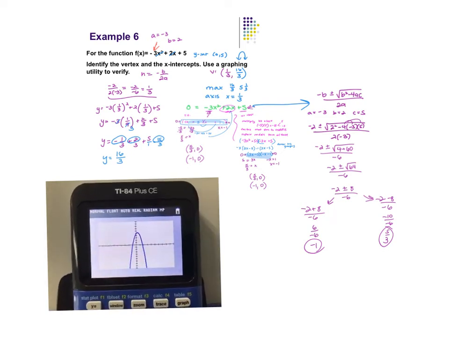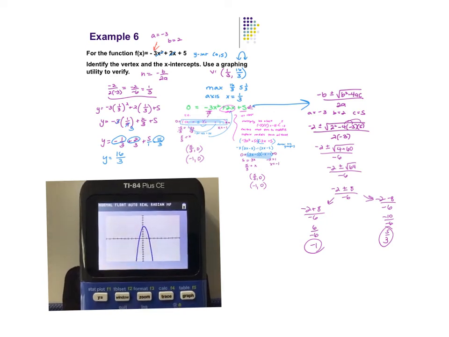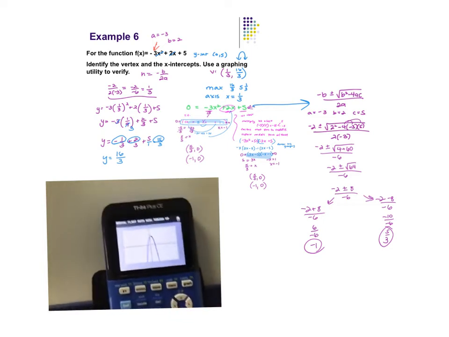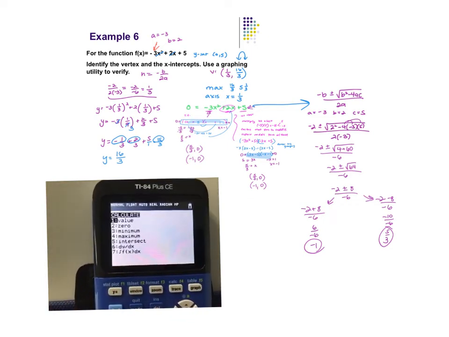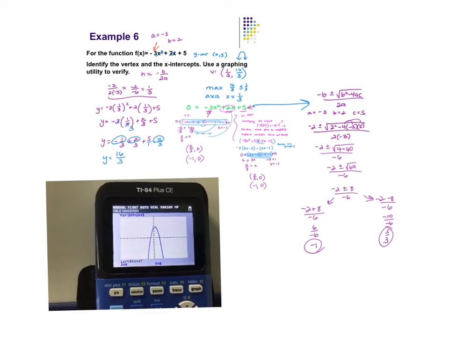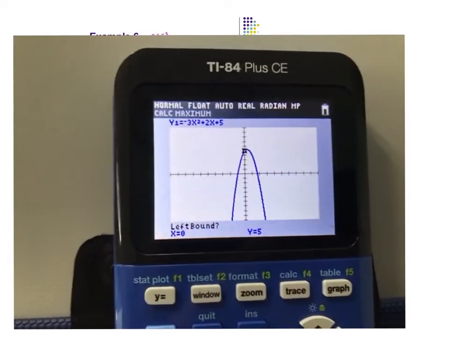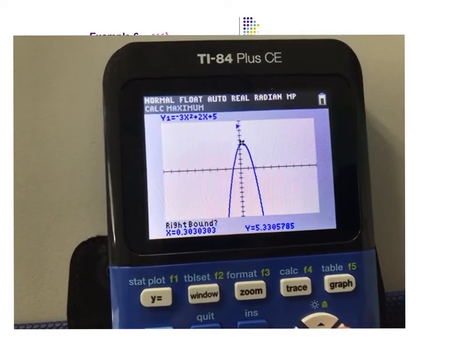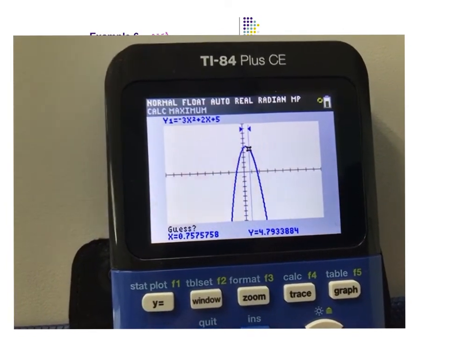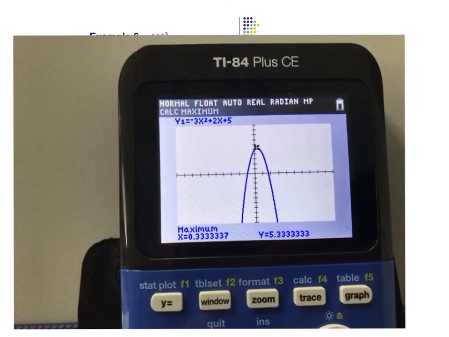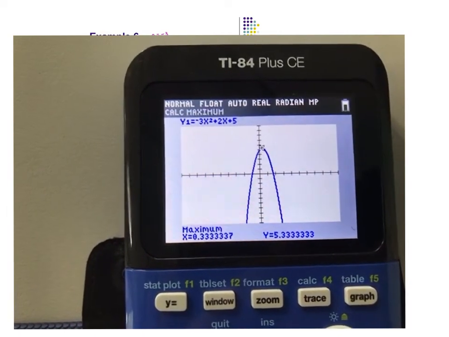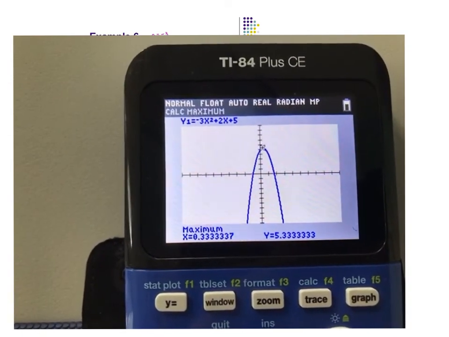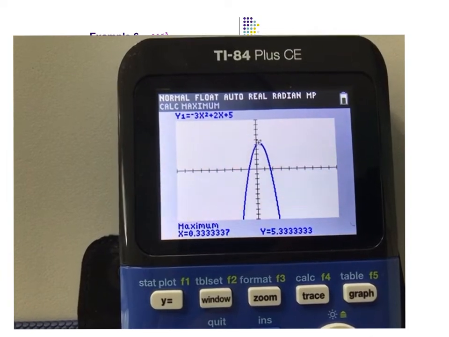Okay. All right. So from here, we want to verify our vertex and we want to verify our x-intercepts. So remember, vertex is your max. Second, trace gets you to the calc. There's your max. I need to go left of it, which it is right now. It's at my y-intercept, which is left of it. I need to go right of it. And then it takes me directly to that point, which is 0.3333 and 5.333. 0.333 is 1/3. 5.3 is 5 1/3, or 16 over 3. Verifies the points we just got.